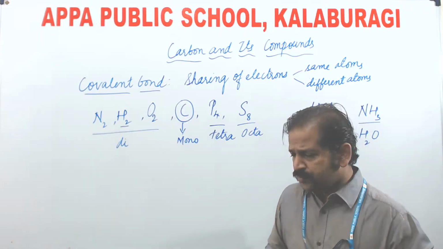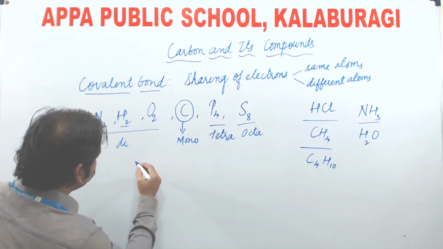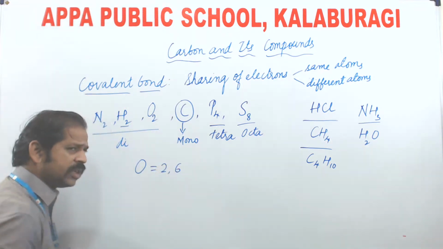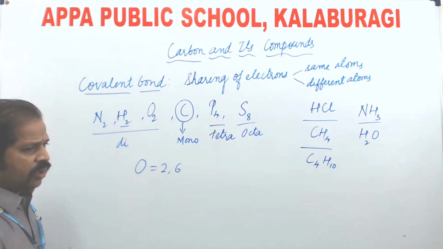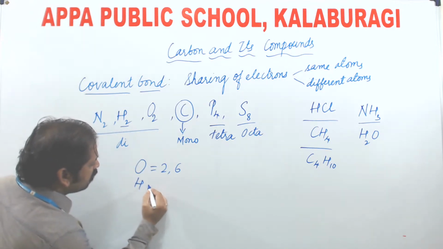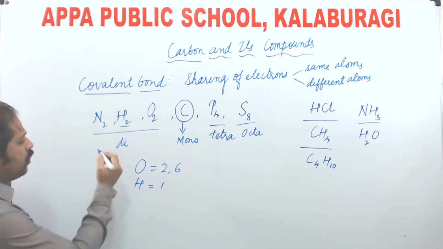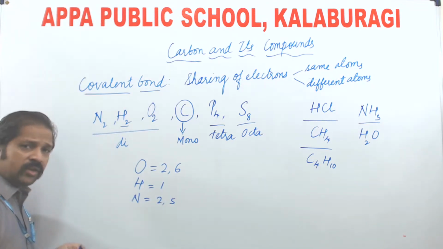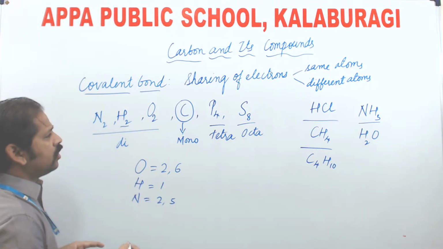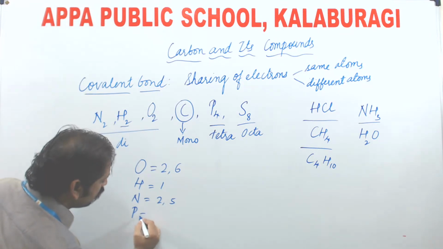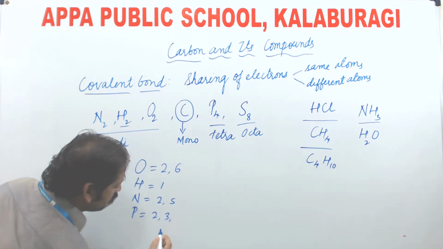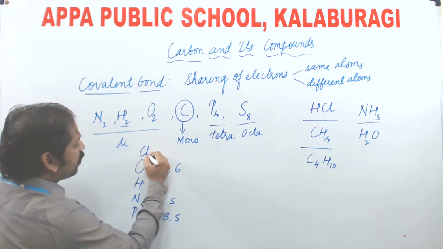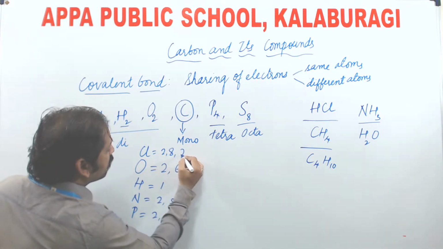For example, oxygen, 2, 6 is its electronic configuration. Hydrogen is 1, nitrogen is 2, 5. I am writing the electronic configuration of all the elements. Phosphorus is 2, 8, 5. Chlorine is 2, 8, 7.